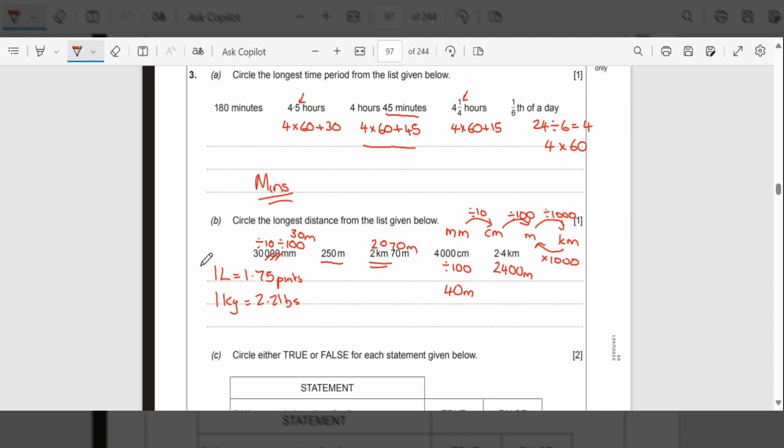Again, I'm not too worried about metric to metric like that. I'm more worried about these metric to imperial. The other one is that 1 mile is 1.6 kilometers, but they kind of did that in paper 1, so I wouldn't worry too much about that one.